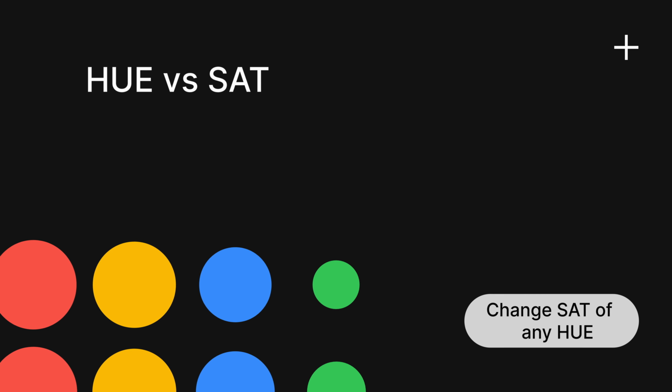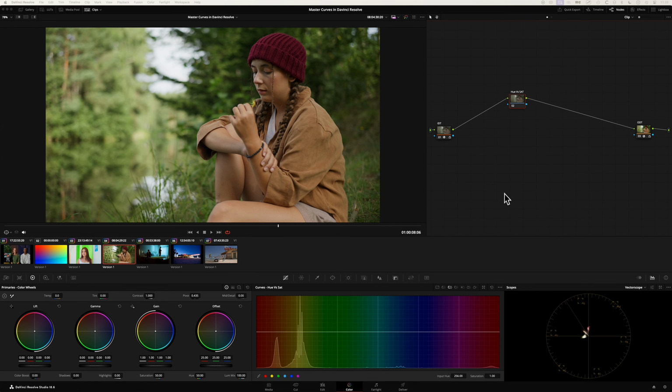Hue versus sat. So the next curves tool here is hue versus sat. Hue versus sat lets you selectively change the saturation of any hue in the image. So let's take a look at this image, for example, and let's say we want to add a little more depth to the image. So we want to maybe take down the saturation in the green.